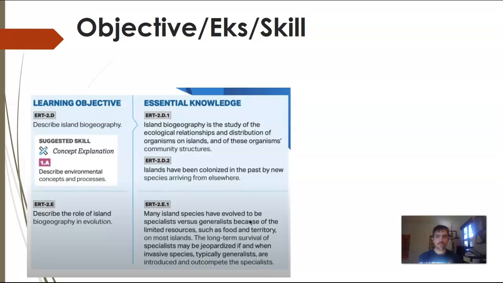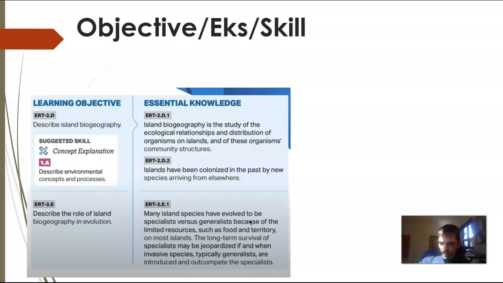So the objectives for this video, or the skills, are to be able to describe the role of island biogeography in evolution, and to describe environmental concepts and processes. So you can take a second and read through the essential knowledge. It's the study of ecological relationships and distribution of organisms on islands and these organisms' community structures. So islands have been colonized in the past by new species arriving from elsewhere.